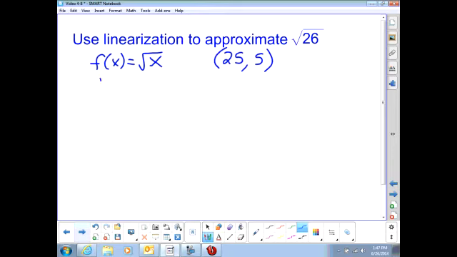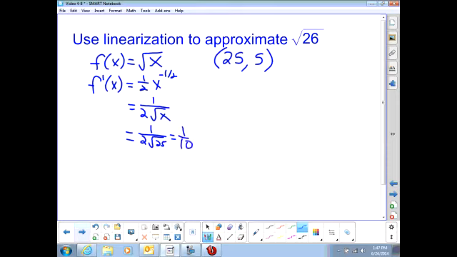We'll now take the derivative. This will be 1/2 x to the minus 1/2, because square root is really like raising it to the 1/2. If we rewrite it, it's a little easier to work with, so this is 1 over 2 square root of x. We'll put in our 25 to get an actual numeric value for our slope. The square root of 25 is 5, 5 times 2 is 10, so our slope is 1/10.